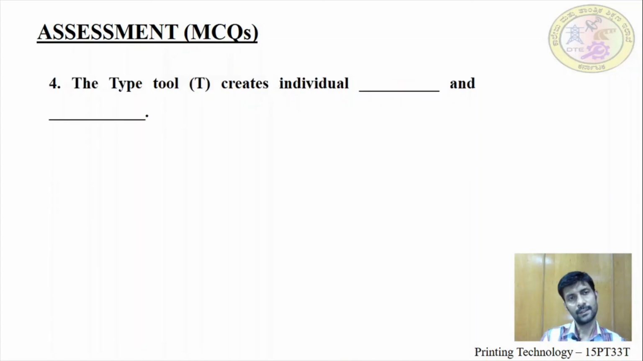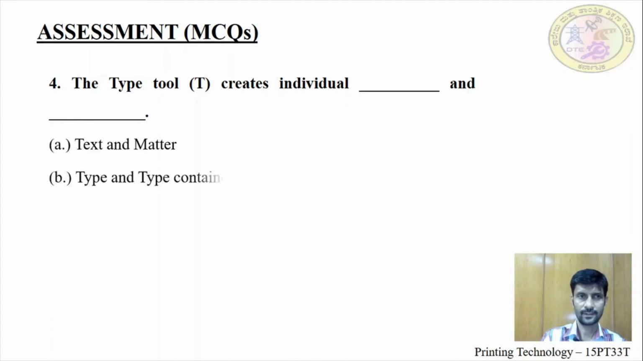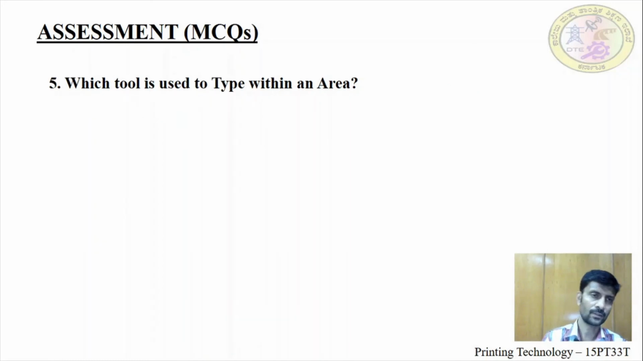Next question: the type tool creates the individual and dash. First option is text and matter. Second option is type and type container. Third option is both A and B, and none of the above. We can create whatever we want with a type tool, or we can also create an area to fill it. This is the clue for that question.